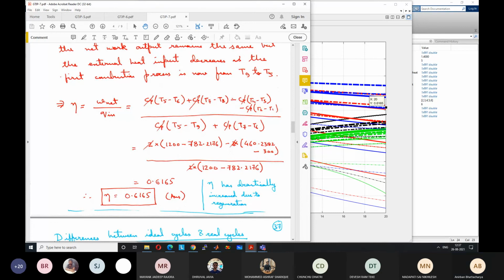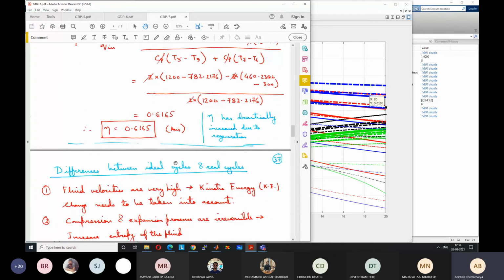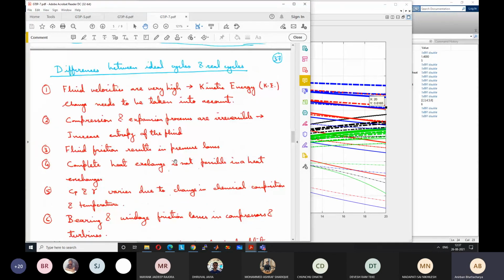So we can easily verify any other problem also. If the data is changed, we can easily write and verify using these graphs. So we will stop here today. Please go over these things, and from the next class onward, we will go into real cycles. Again, we are not going to study all the individual cycles, obviously.